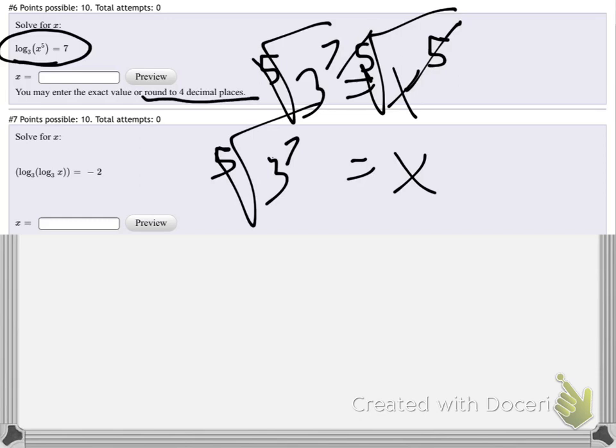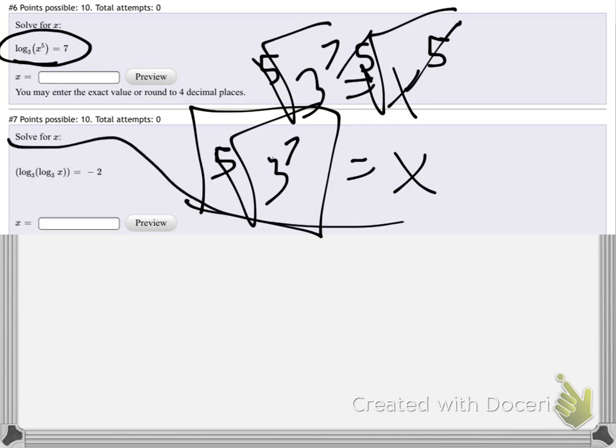And then just remember they're asking you to round to 4 decimal places. Or else you can put it in as an exact value as well. So you could actually put in a 5th root of 3 to the 7 right into the answer box if you like. That would be an exact value. Or if you don't know how to put that in there, if you don't like to, you can shove this in a calculator and then round it out to 4 decimal places.